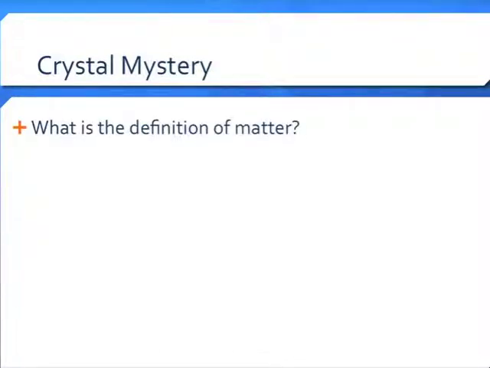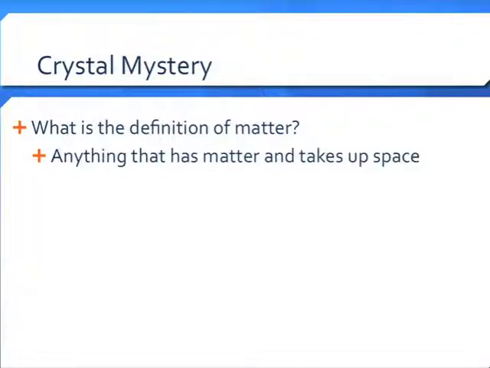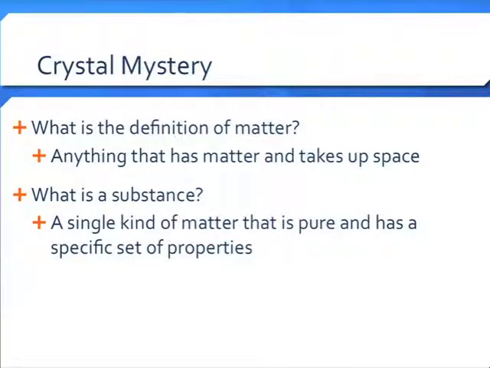And your first item, what is the definition of matter? It's going to be anything that has mass and takes up space. Just a real basic definition there. What is a substance? It's a single kind of matter that is pure and has a specific set of properties. So as we have worked on our last couple of investigations, we've used a lot of substances.